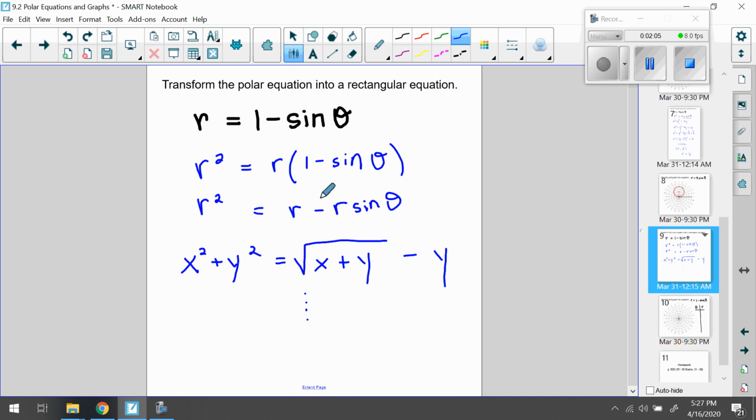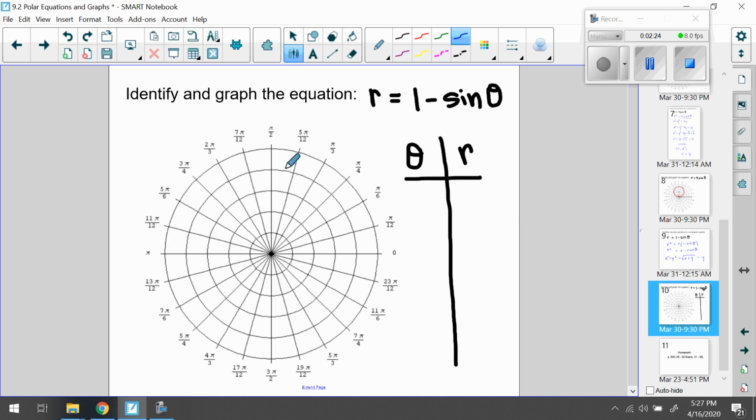And so we have to come up with a backup plan. I'm going to use the same backup plan we've all been using since maybe about middle school, 6th or 7th grade, when we first started graphing equations. And that very first strategy that we ever used was a good old input-output table. So I'm going to go back to my original equation, r equals 1 minus sine theta, and I'm going to try some inputs and outputs and see if we can get some sort of idea of what this graph looks like.